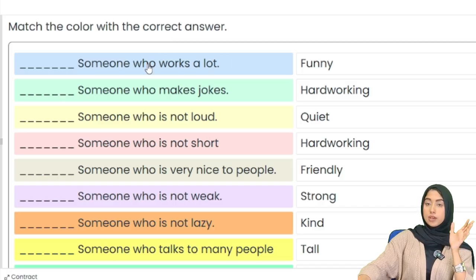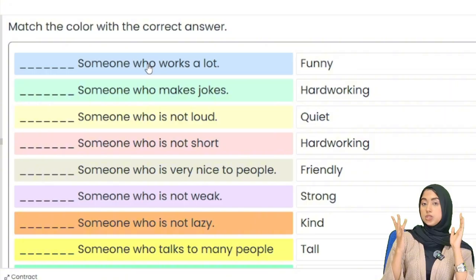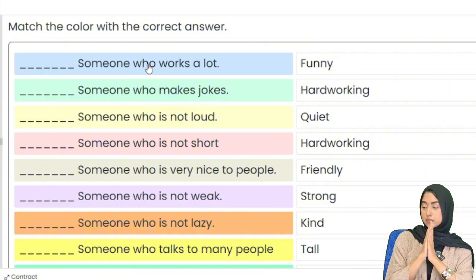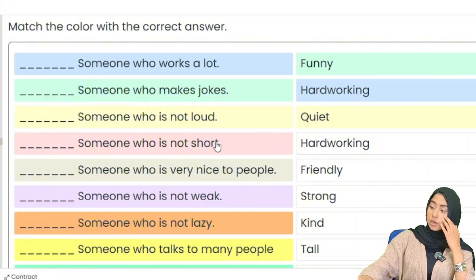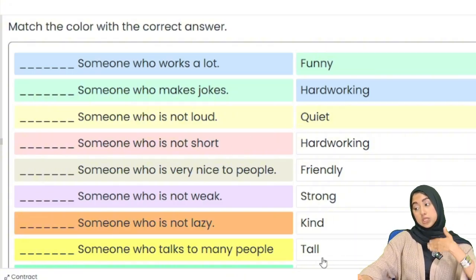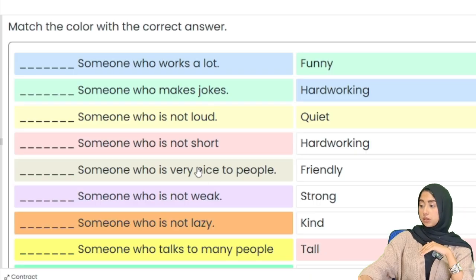So, all we have to do is just to match the words with the definitions or with the sentences. Yes. So, number one, someone who works a lot. Hardworking, thank you. Someone who makes jokes, like he tells funny things. Funny, yes. Someone who is not loud. Quiet, good job. Someone who is not short. Not short means he is, yes, tall, good job.